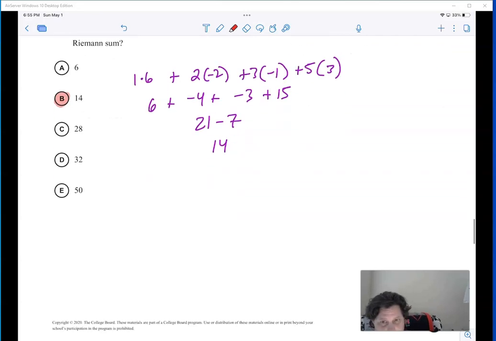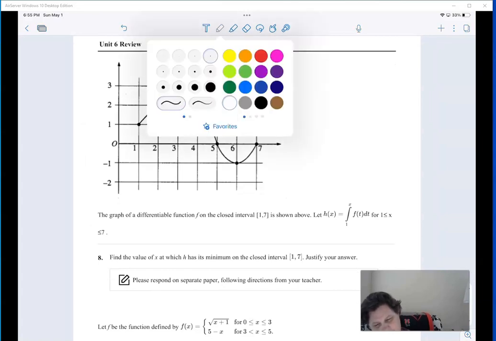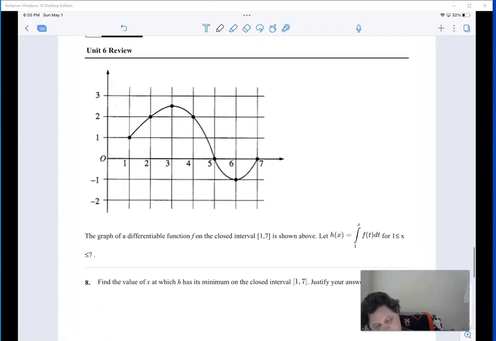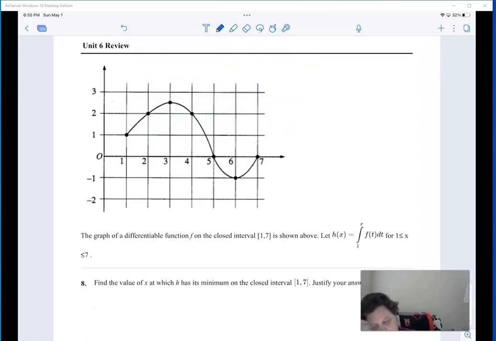Now we're going to look at some FRQ. Okay. Gotta read these better because I'm confused. All right, 8 goes with this graph. Okay, so I have the graph of a differentiable function. This is f. I'm using the graph. Let h be the integral from 1 to x of f of t. Find a value of x which has the.